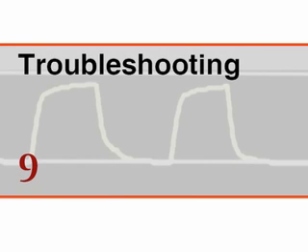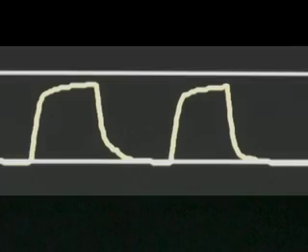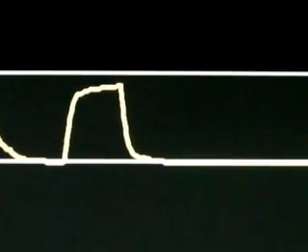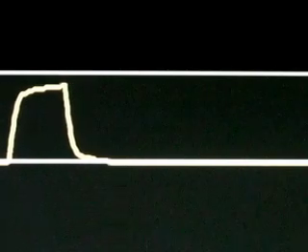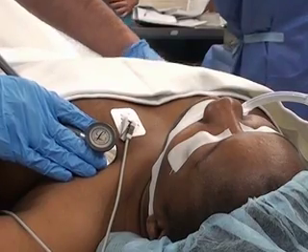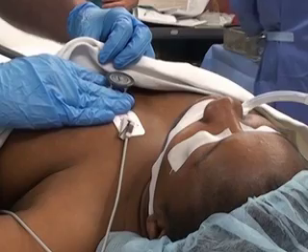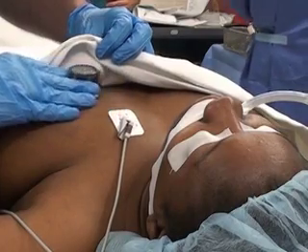Troubleshooting. Artifacts should be the last explanation for changes in critical values. Therefore, when a low or high carbon dioxide reading is obtained, a physical assessment of the patient must be performed before the assumption is made that the values represent equipment malfunction.